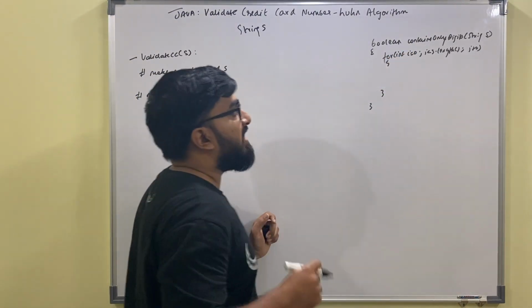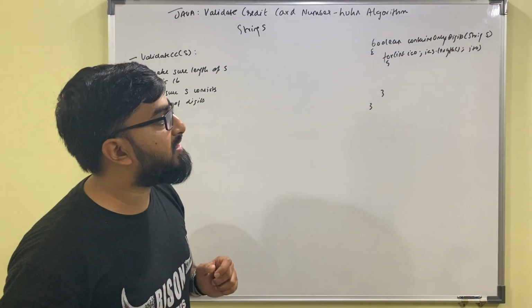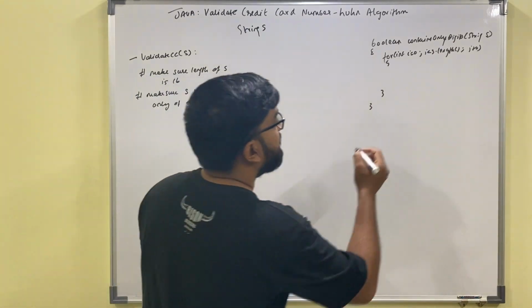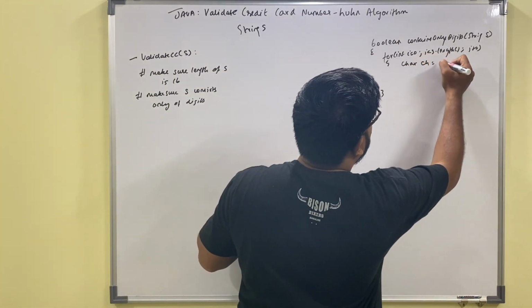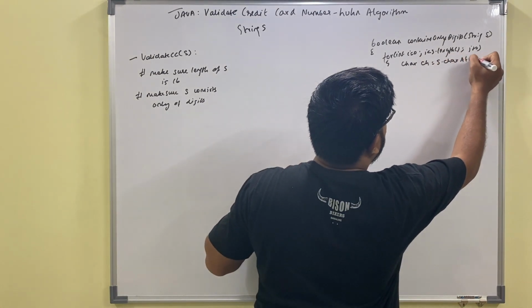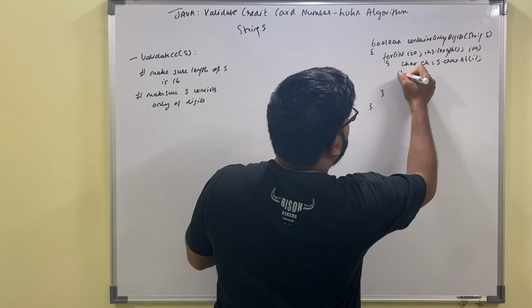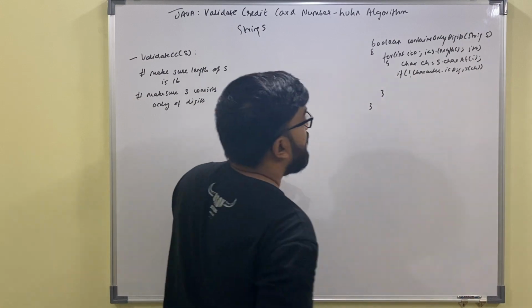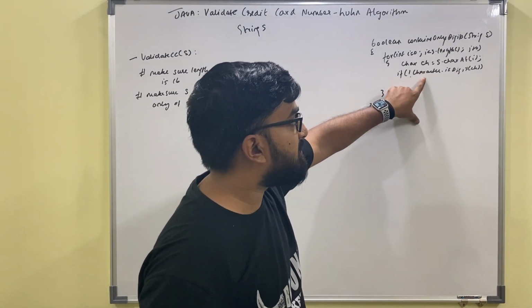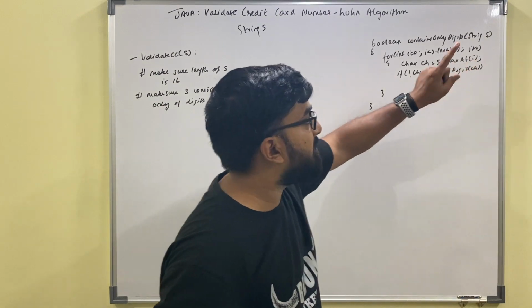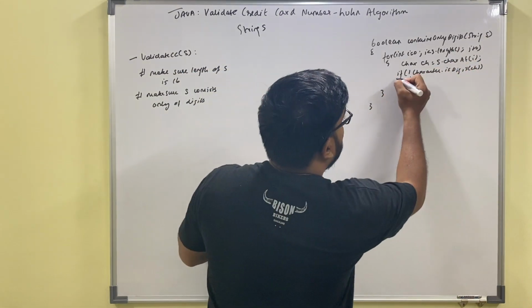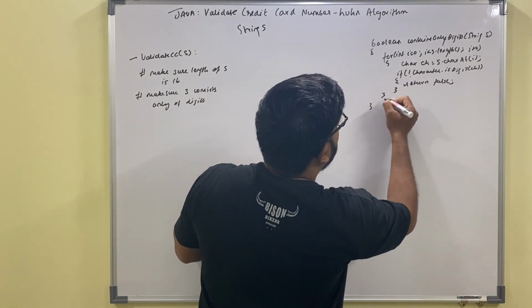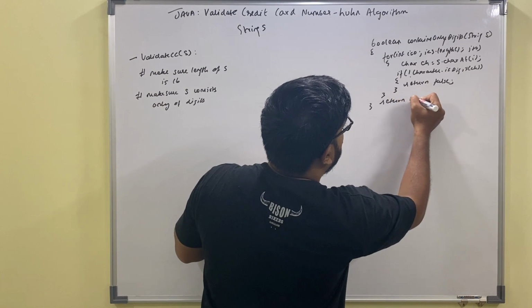We need to make sure that each character is only a digit. To check if a character is a digit or not, I'm going to use the isDigit method of the Character class. I get the ith character in this variable ch, using the charAt method. And if not Character.isDigit, passing ch. isDigit is a static function in the Character class, already defined in Java, that takes a character and returns true if it is a digit. If this is the case, I return false. And finally I return true.